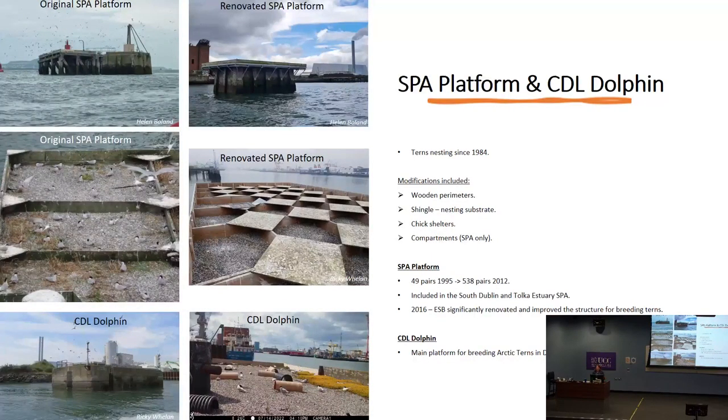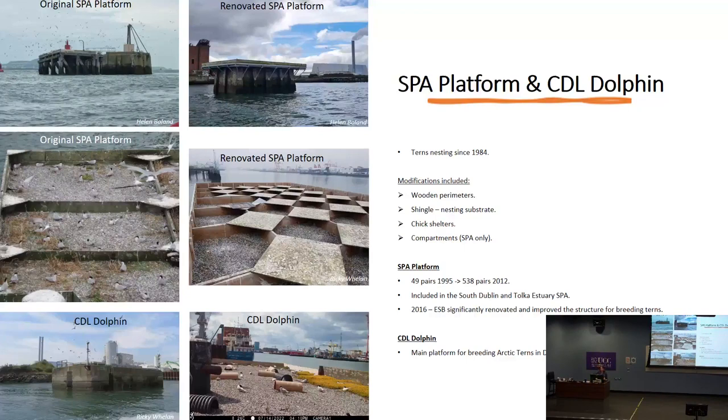Okay, so the SPA platform and the CDL dolphin, like I said before, they're both fixed structures. Terns have been nesting on these platforms since around 1984. And these platforms have been modified specifically to accommodate breeding terns. So modifications include the wooden perimeters, which have been put around the perimeter of the platforms. And this is to stop things like eggs and chicks from rolling over the sides and into the water, but also just to give the colony a little bit of shelter. In addition, shingle has been added as nesting substrate. Chick shelters have been added. On the SPA platform, these are wooden. On the CDL dolphin, these are plastic pipes. And on the SPA platform, compartments have been added. The platform has been subdivided into compartments.